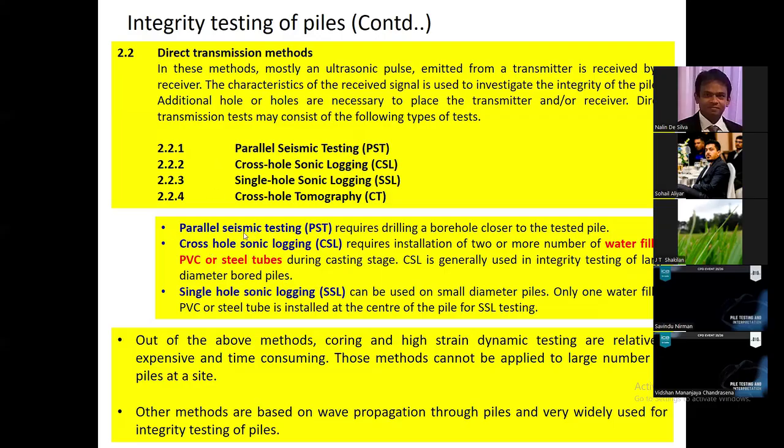For parallel seismic testing, PST testing, you need to drill a borehole adjacent to the pile. Cross-hole sonic logging requires two or more tubes to be installed during the construction stage of the pile. The single-hole sonic logging is a simpler version of cross-hole sonic logging. In this test, only one tube is used for the testing, so this is applicable for relatively small diameter piles. Let me discuss one by one.